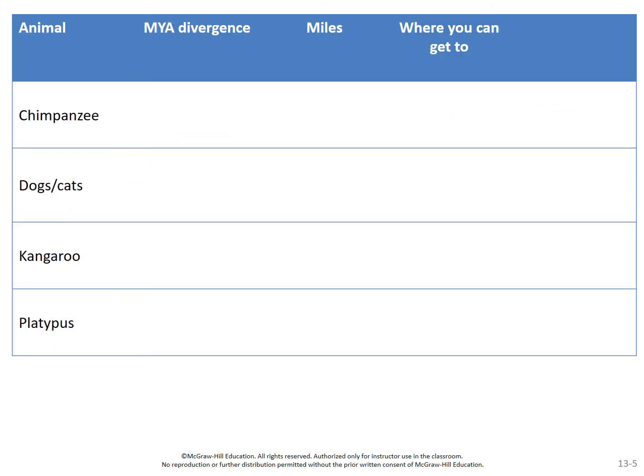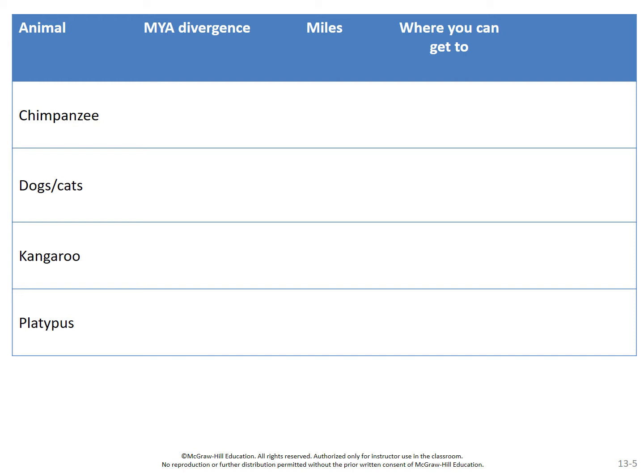So let's take a look at some animals that are first more closely and then more distantly related from us. We're going to look at the animals, how long ago they diverged from us, and then if you were to stand a penny on end for every year, how many miles of pennies, and yes, miles, would you actually have to travel? And we'll have some fun with this and see where you can get to.